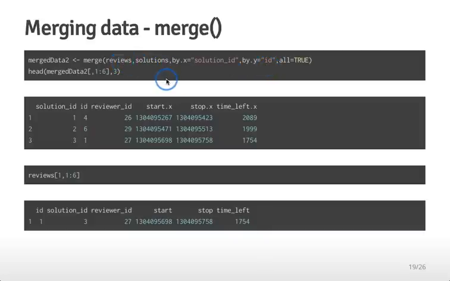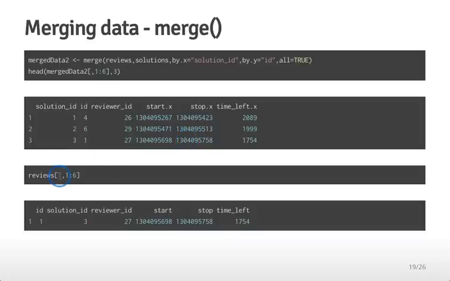So here now, when I do this merging, I see that I get a solution ID and an ID variable and a reviewer ID. What it's done now is this solution ID has replaced the ID variable for solutions, and it's merged these two data sets together. And so what you can see, for example, is the solution ID is 3 and the ID is 1 for this row, or this observation in the new data frame.